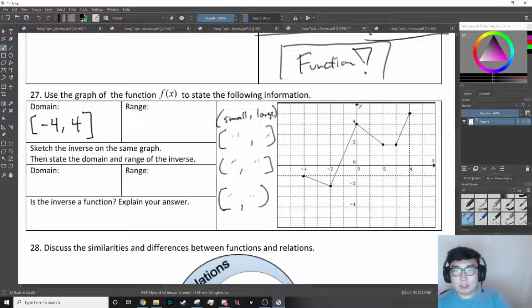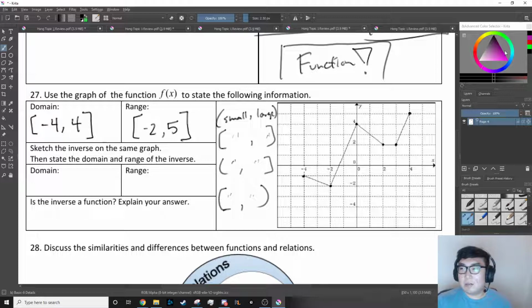But what about my range? What is my lowest point in my graph? I know my lowest point is -2. And I know that my highest point is not 4, but is actually 5, which is right here. So -2 to 5. Nice. Sketch the inverse of the same graph.